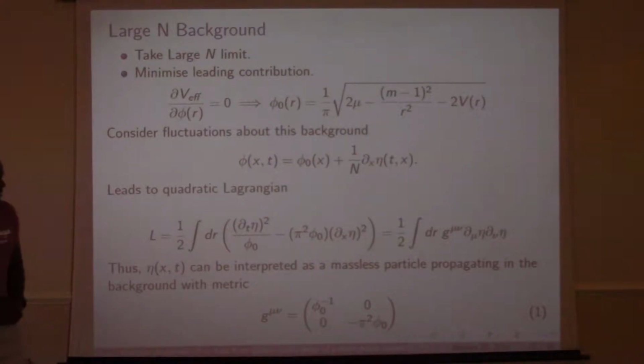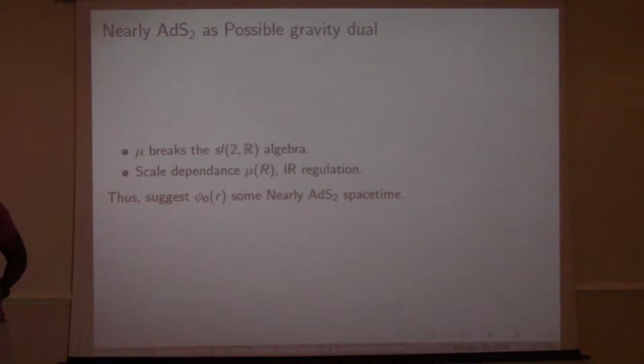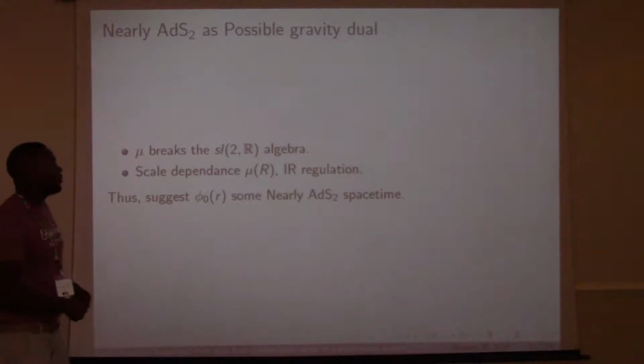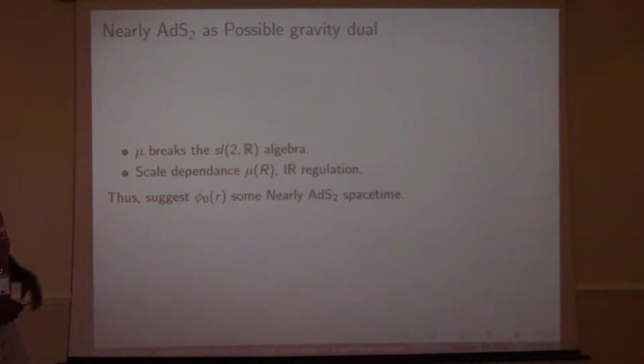And this is the two-dimensional background that we consider as a possible dual to the one-dimensional conformal quantum mechanics that we find from the dimensional reduction. So as I said before, this Lagrange multiplier term breaks this SL(2,R) algebra that we used before.